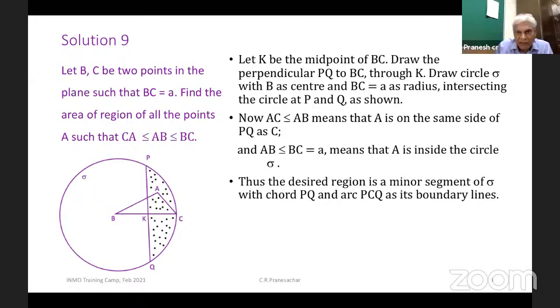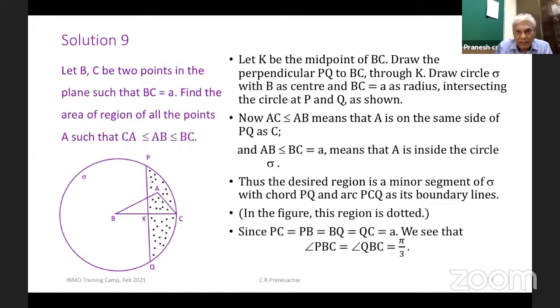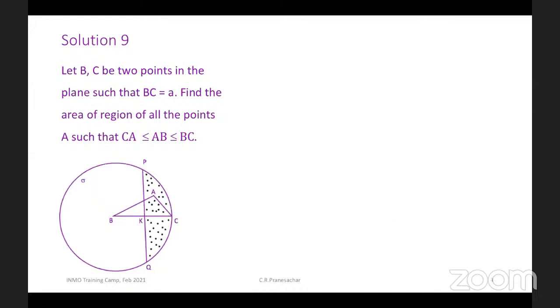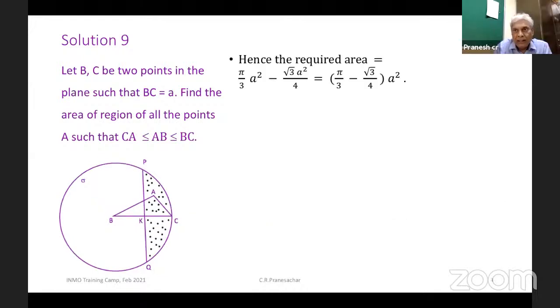Yeah, right. We're going to that step. Okay. So in the figure, the region is dotted. Now, since we have these 4 equal lines, all of which equal to A, we see that PBC and QBC are each equal to pi by 3, as you have pointed out. And then, hence, the area of the region will be the area of the sector minus the area of the triangle PBC. Now, pi by 3 a squared is the area of the sector.